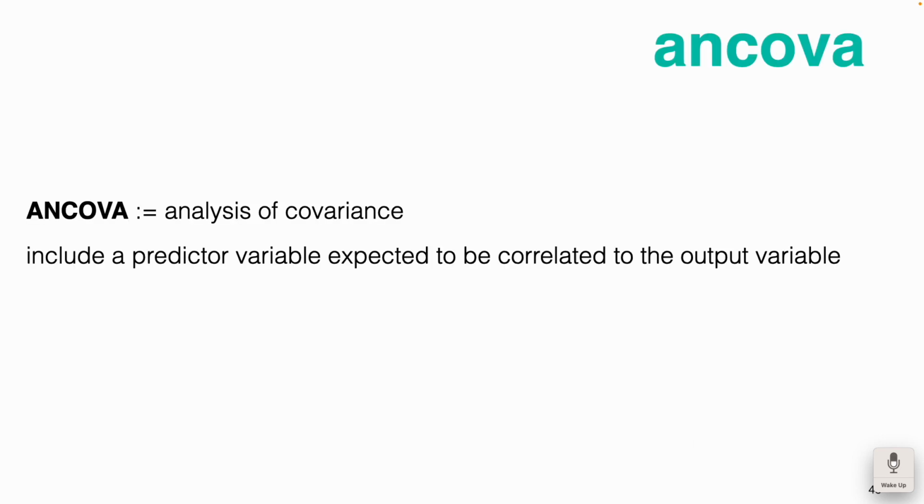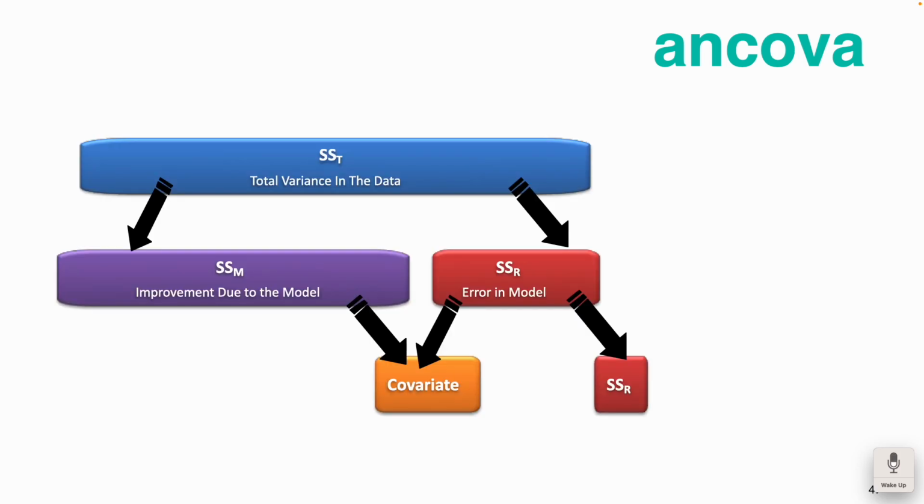Welcome to Ancova. Ancova is analysis of covariance. It's the same as ANOVA, but it has a predictor variable expected to be correlated to the output variable. The way this looks is, if you have your total variance in the data, and we create the model and explain that much variance, then there's error. But if we have a covariate, then that can be incorporated and it explains more of the variance, right? And then that reduces your sums of squared residual, and that really helps you understand what's going on.